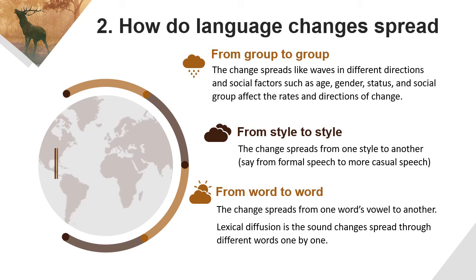How do language changes spread? First one is from group to group. The change spreads like waves in different directions, and social factors such as age, gender, status, and social group affect the rates and directions of change. Second is from style to style. The change spreads from one style to another, say from formal speech to more casual speech. Third one is from word to word. The change spreads from one word's vowel to another. Lexical diffusion is when sound changes spread through different words one by one.